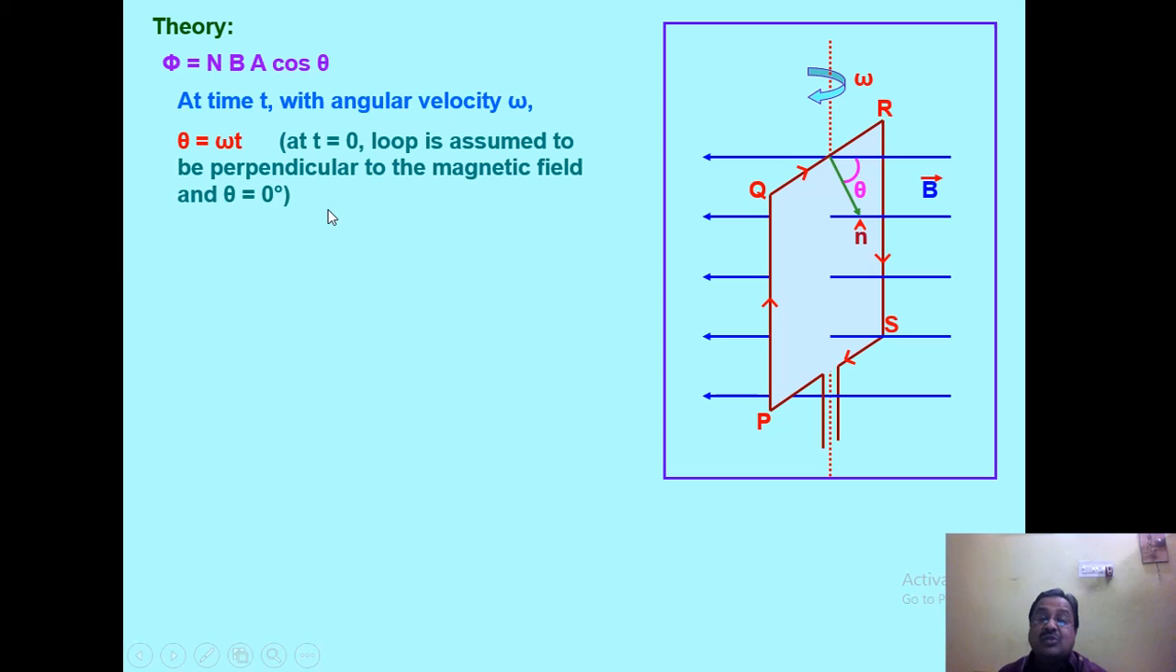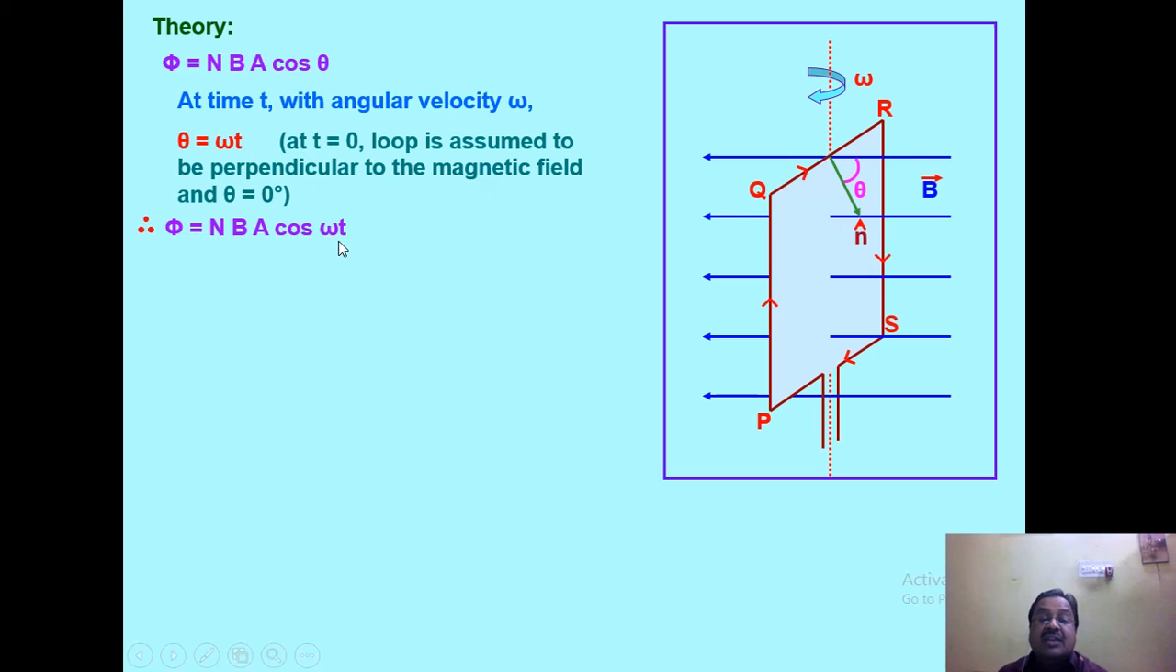Surface area is perpendicular, which means the area vector is parallel to B. So theta is 0. Now, in the beginning, but after t seconds, this is the position shown in the figure.